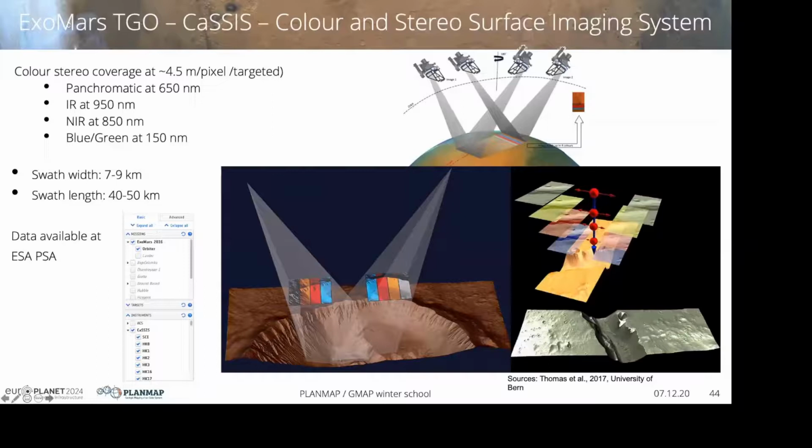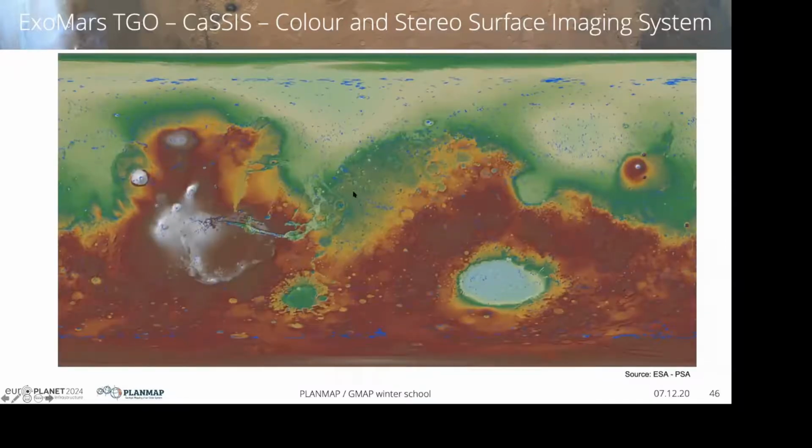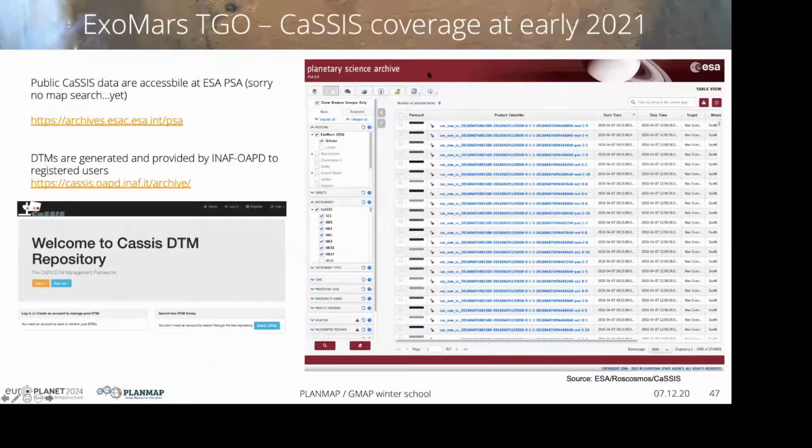And let's say, public release data can be accessed from the ESA PSA repository. This is one beautiful image of Korolev crater by CaSSIS, and this is the coverage. So CaSSIS is also very, very targeted because it has color filters, it has stereo capabilities, so it needs to be targeted to specific areas. You can find the images in the Planetary Science Archive of ESA. The ones with the lock unlocked mean that you can download them, and you can request custom DTMs to the UNIPD archive. You can log in, register, and ask for DTMs on specific areas that can be taken into account in the processing pipeline and can then be generated for you.